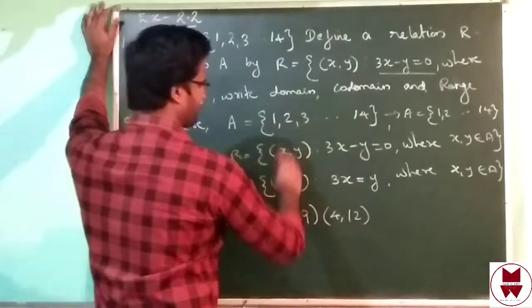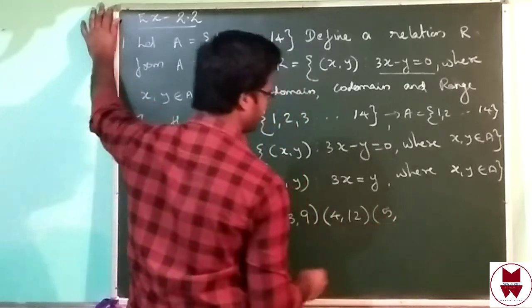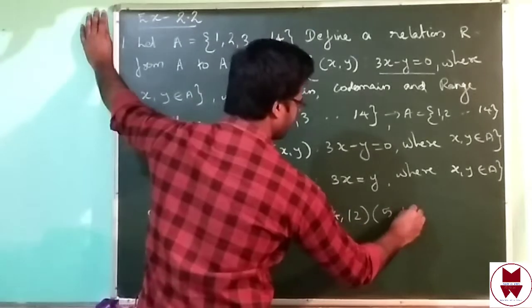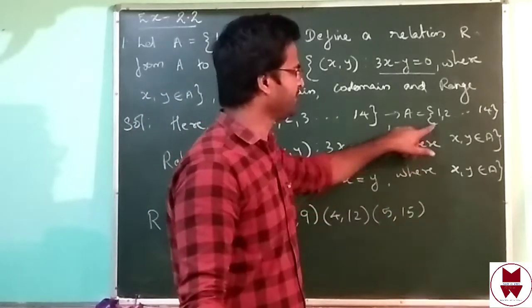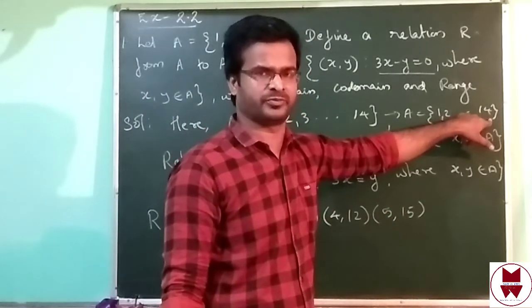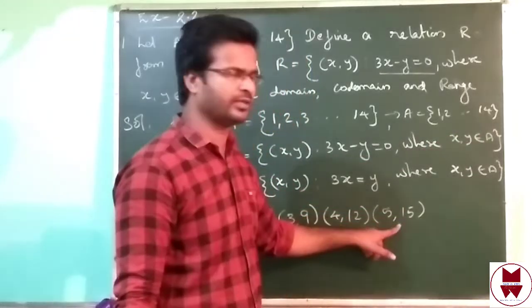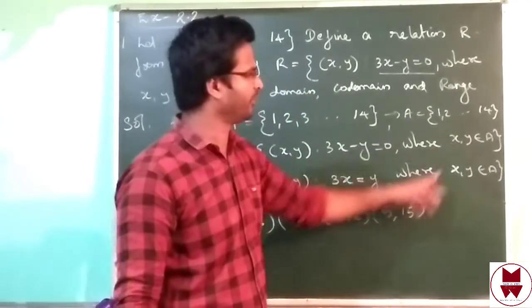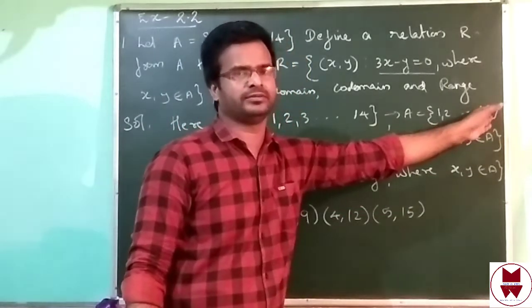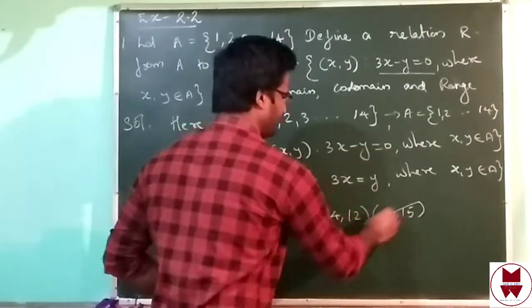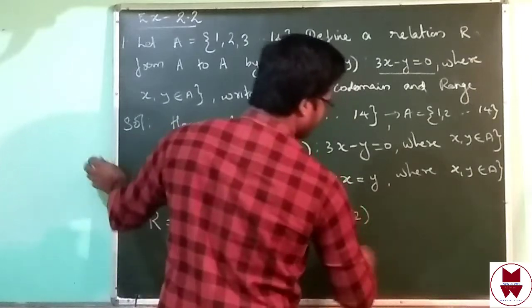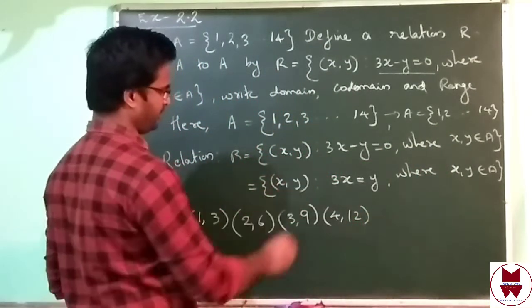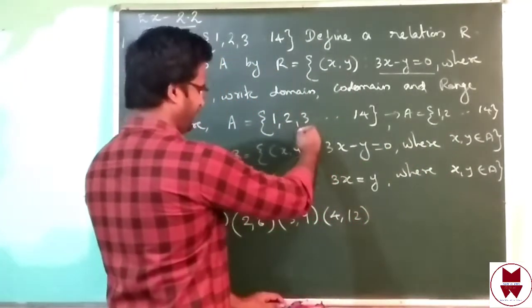Then take the next number 5. And 3 into 5, 15. But check it, 15. In the second set, up to 14 only is there, 15 is not there. Then can you write this as a relation? We cannot write it, because up to 14 only is there. That's why we cannot write this ordered pair. Cut it there.